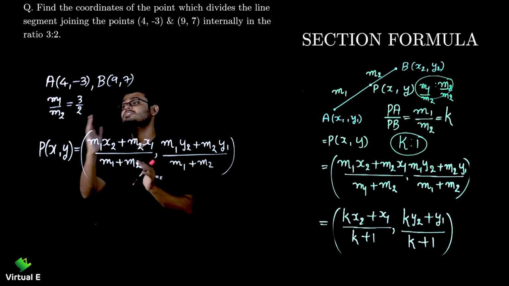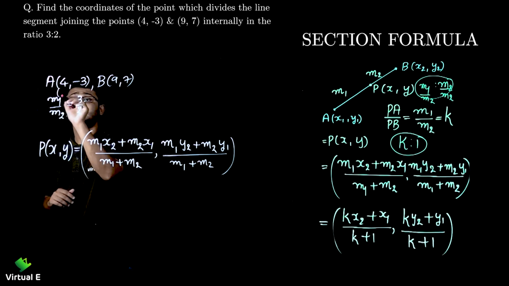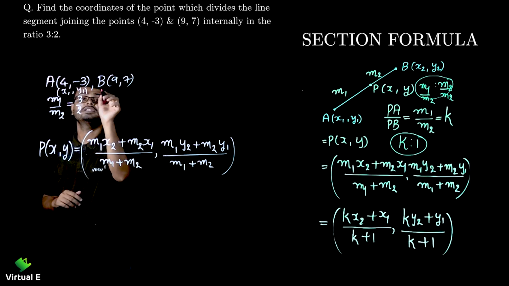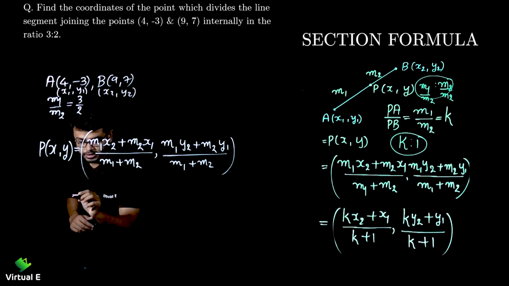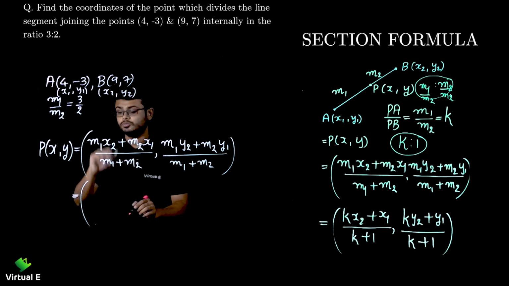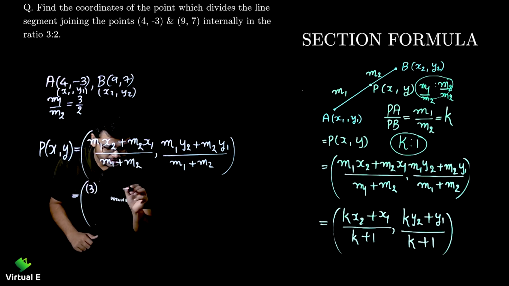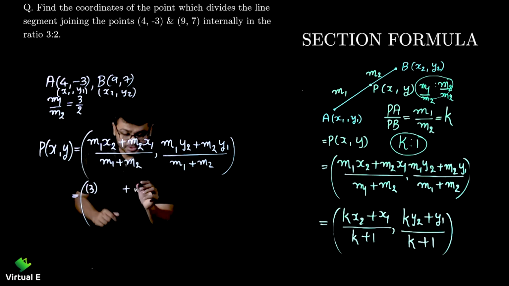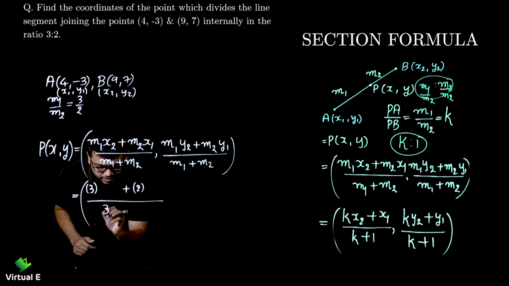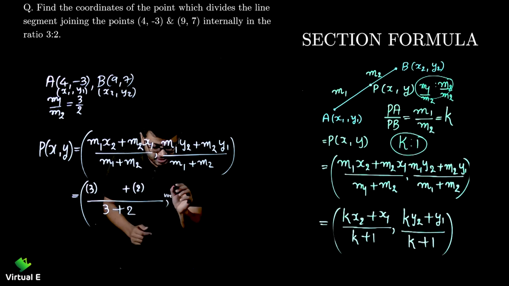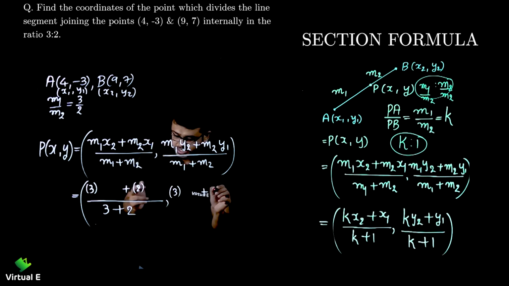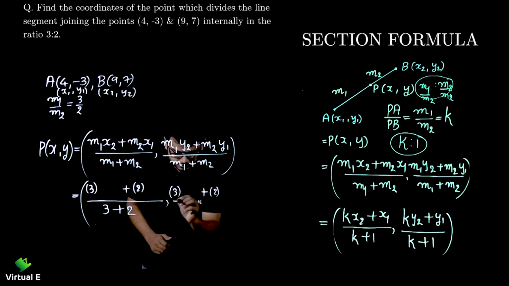Done. Now let's substitute the values. This I will be saying as x1 and y1. This I will be saying as x2 comma y2. Okay, so let's do it. Substitute the values. M1, which is 3. Then directly I am substituting the value of M2, say 2. And denominator 3 plus 2. First of all, I am substituting this value because it will be easy. See, 3 over here, then leave some space, then 2. Denominator 3 plus 2.